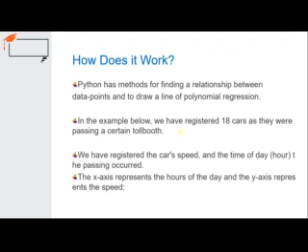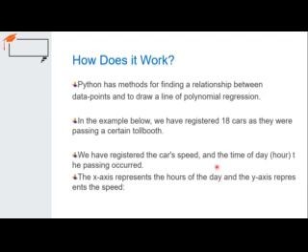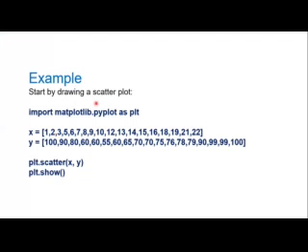In the first one, let's assume that we have registered 18 cars as they are passing a certain toll booth. We have registered the car speed and the time of day the passing occurred. The x-axis represents the hours of the day and the y-axis represents the speed. Let's start by drawing a scatter plot with the help of Python. We import the library: import matplotlib.pyplot as plt.